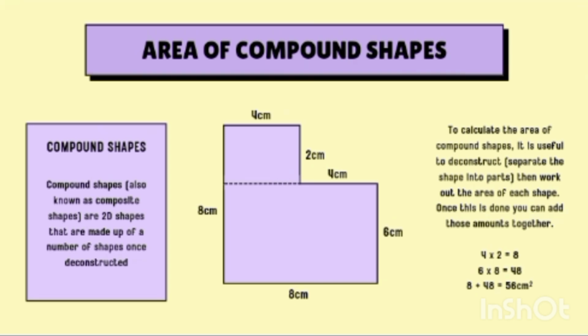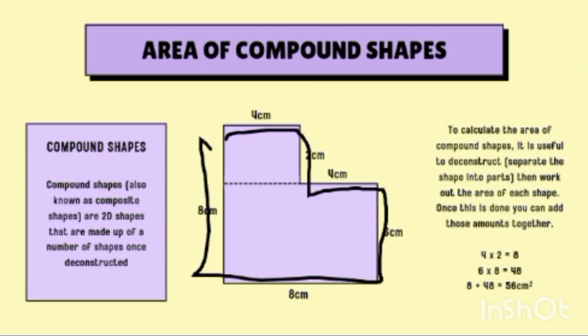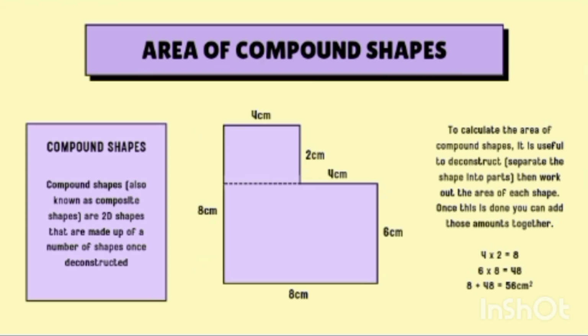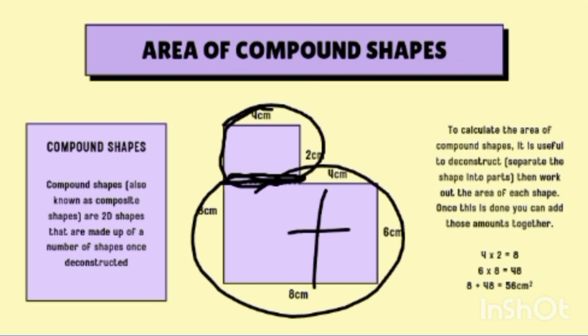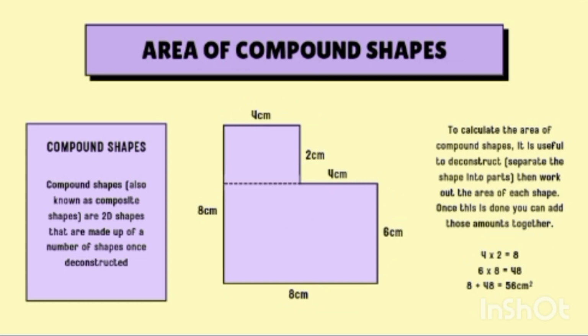It is useful to deconstruct that, just separate that, the same as we did in our last video. When we have a composite figure and need to find the volume, we just separate it. Now if you want to find the area of the shape, we are going to separate it, find the area of this shape first and then this shape, then add them all, and we will get the area of this compound shape.